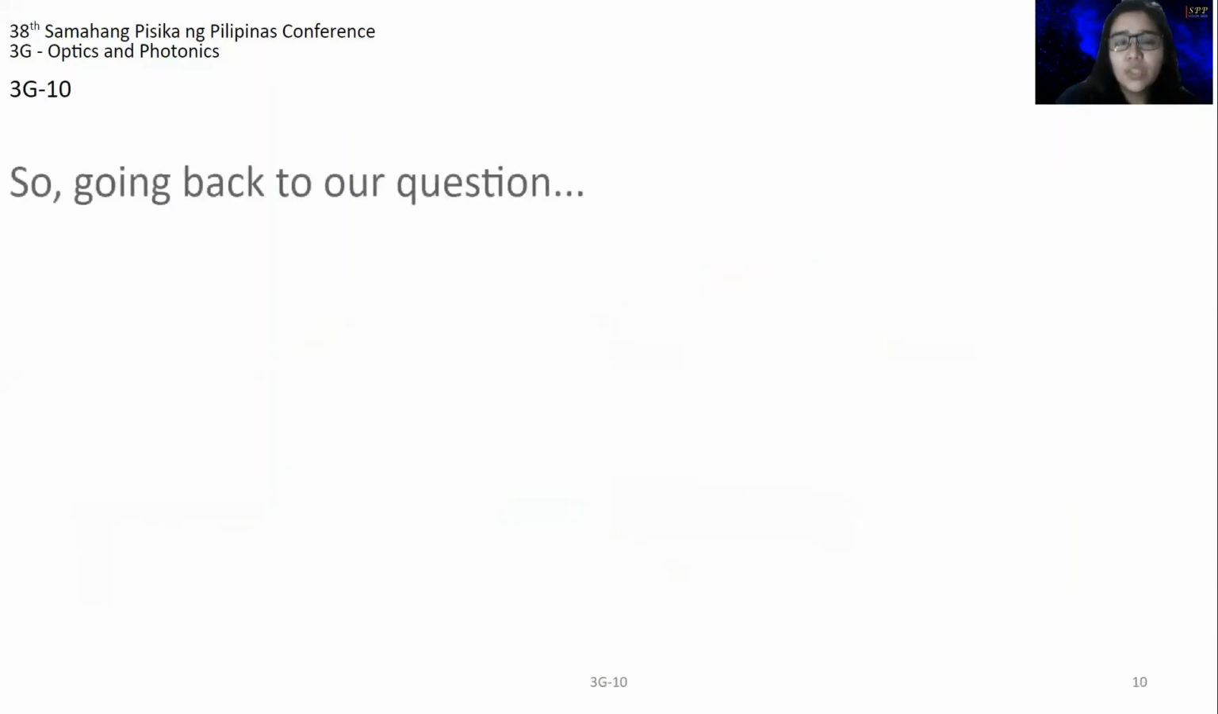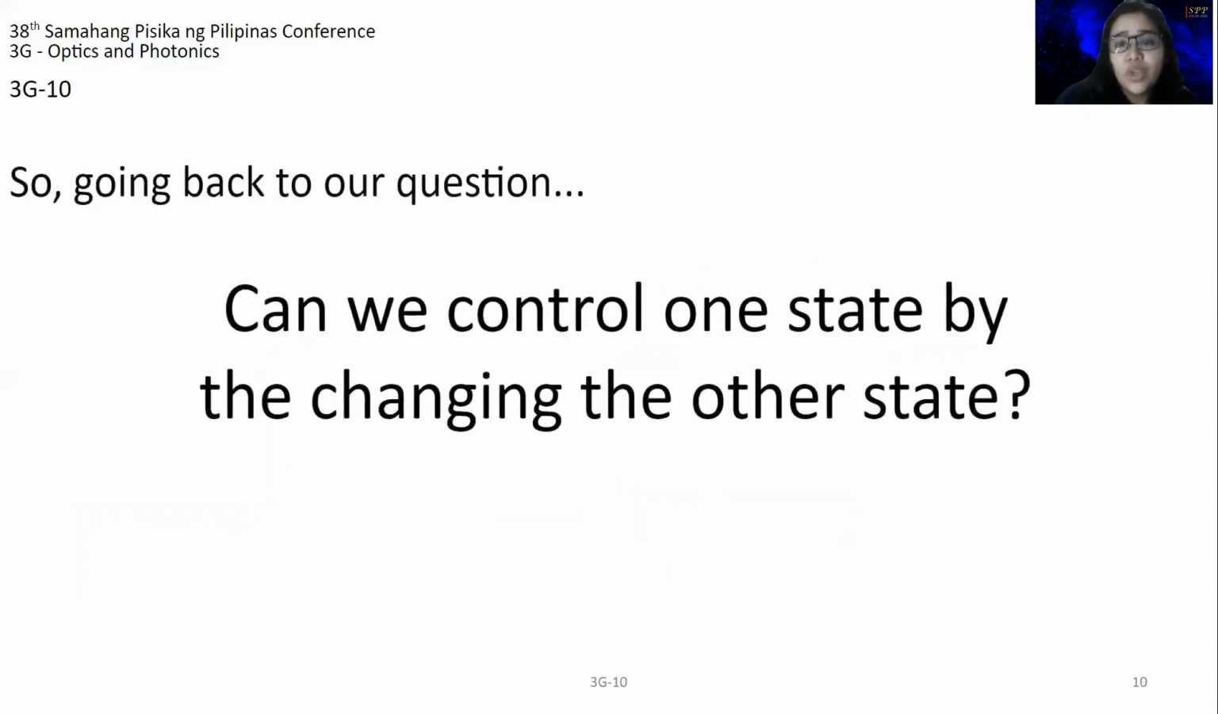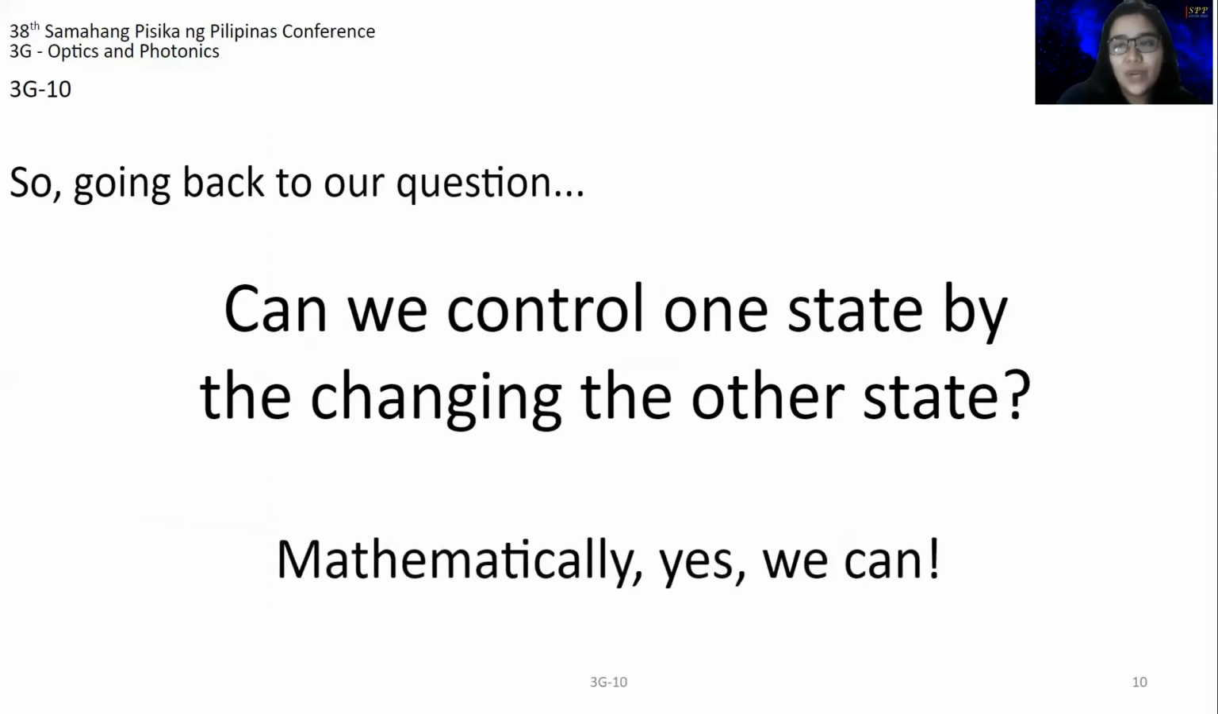So, going back to our question, can we control one state by changing the other state? In our study, we show that mathematically, yes, we can.